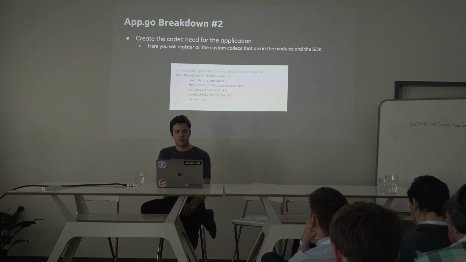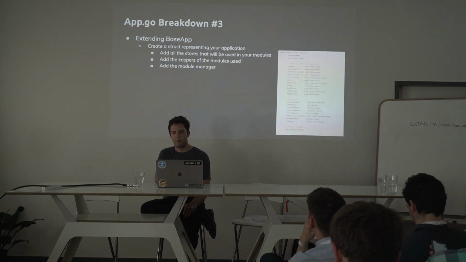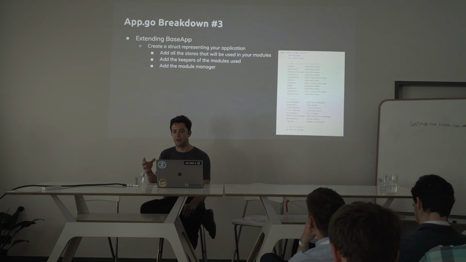Again, with the codec, you're gonna need a function to create that codec. Module basic register codec iterates through all of the modules and registers them each, so it's just a simple wrapper there. You're gonna need to define your application as a struct, and that struct is gonna inherit from something called baseApp, which we talked about a little bit earlier. It's also got a codec, it's got keys to all of your stores, and then references to each one of the keepers for each one of the modules that we're using.